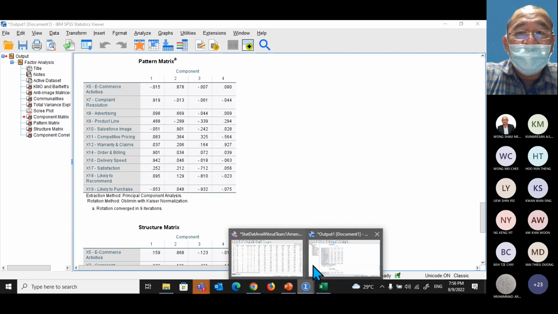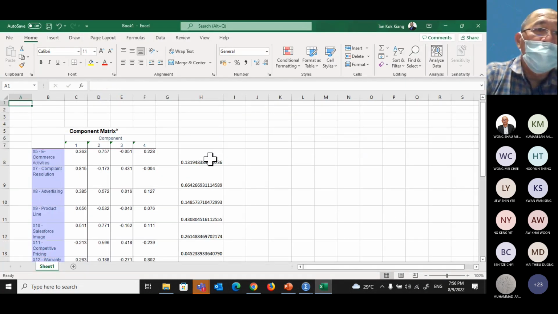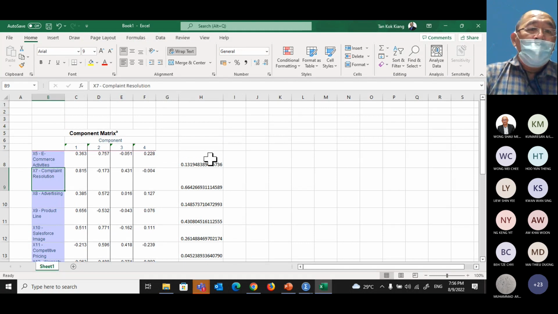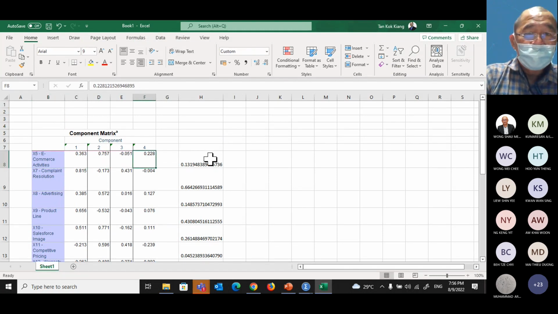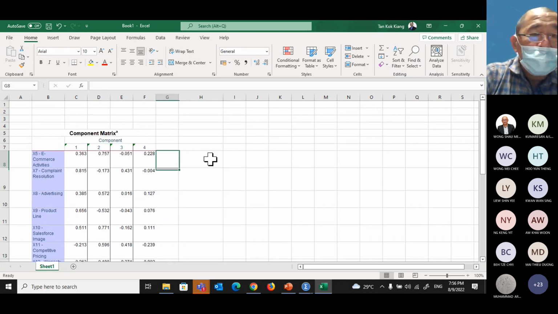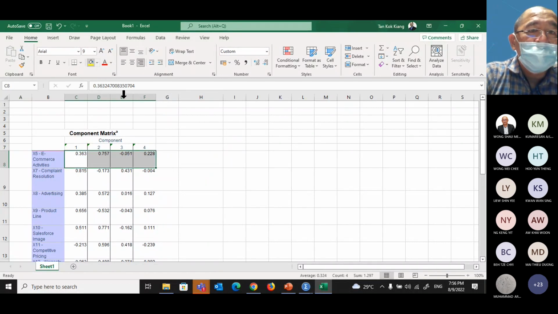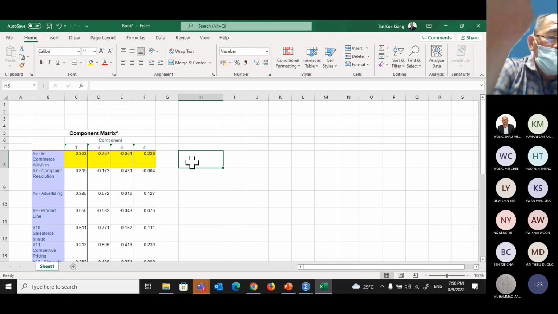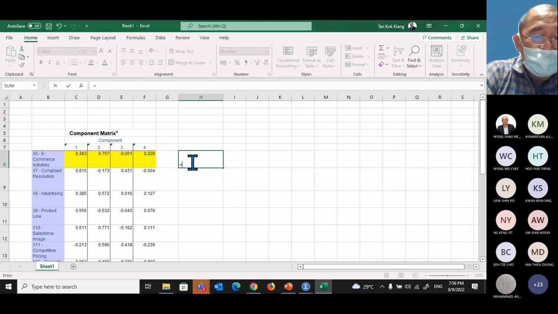We still can use the same output. Now what I do, I want to compute. I only want to see these 4 numbers. So what I do, I find each number here, I take power 2.